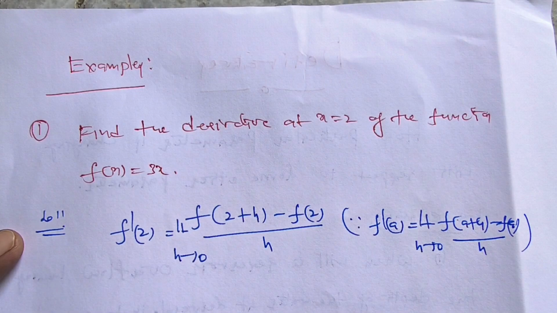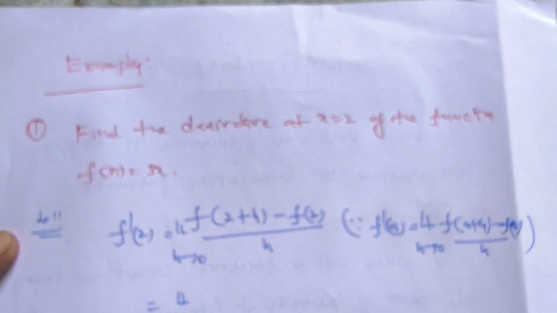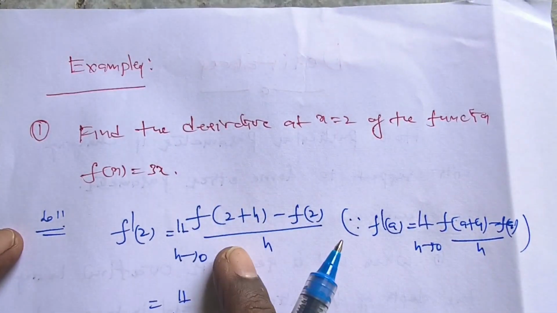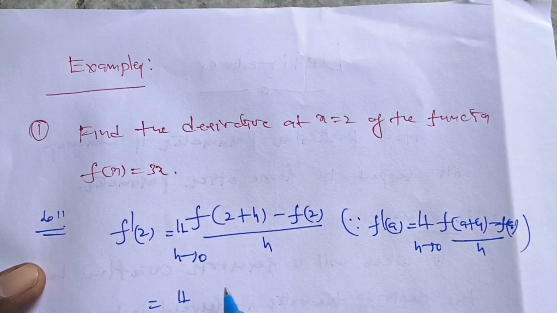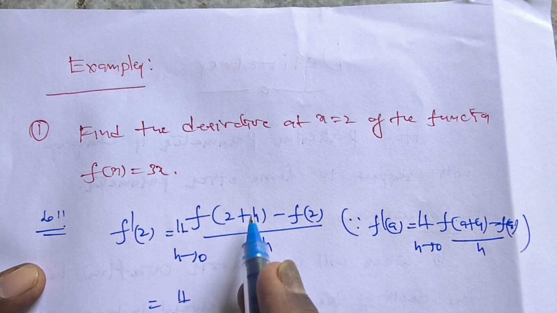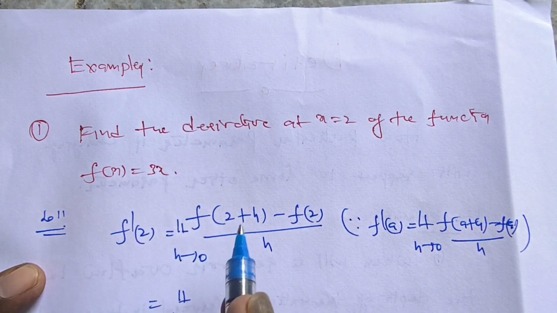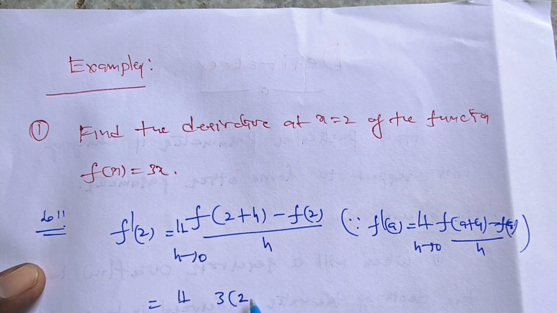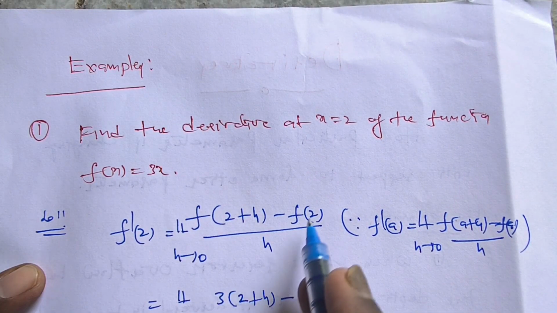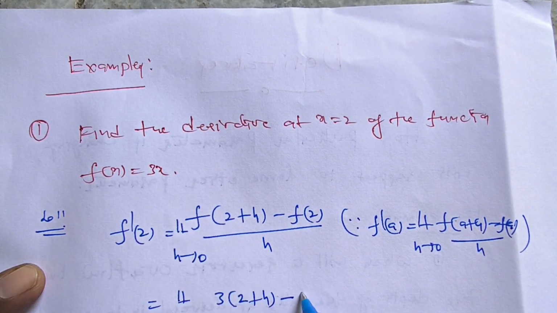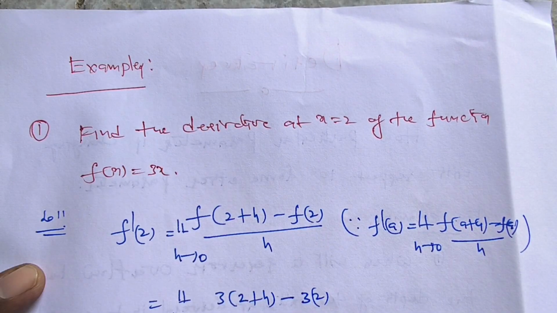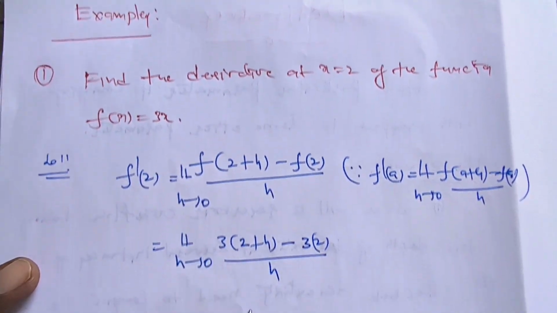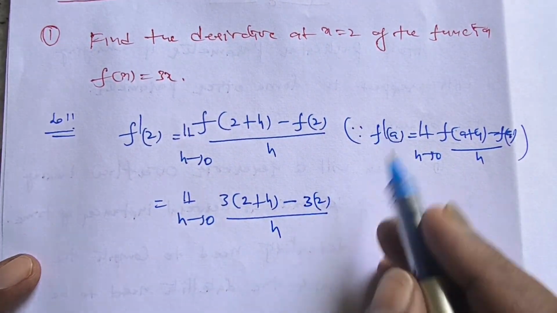So by using the definition, f of x value is 3x. So f of 2 plus h means 3 into 2 plus h. Minus f of 2 means replace x by 2 here, so 3 into 2, all by h.